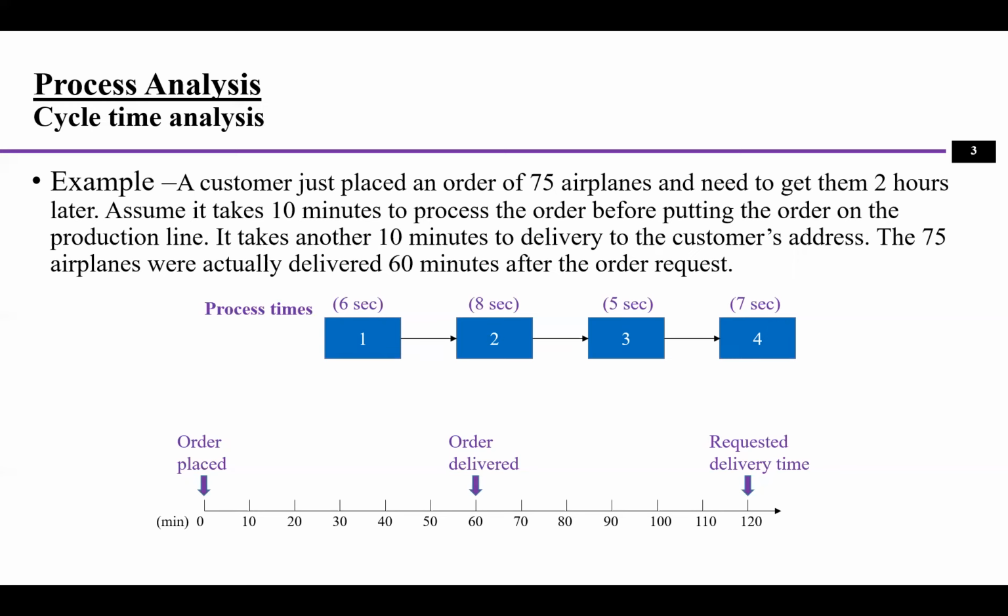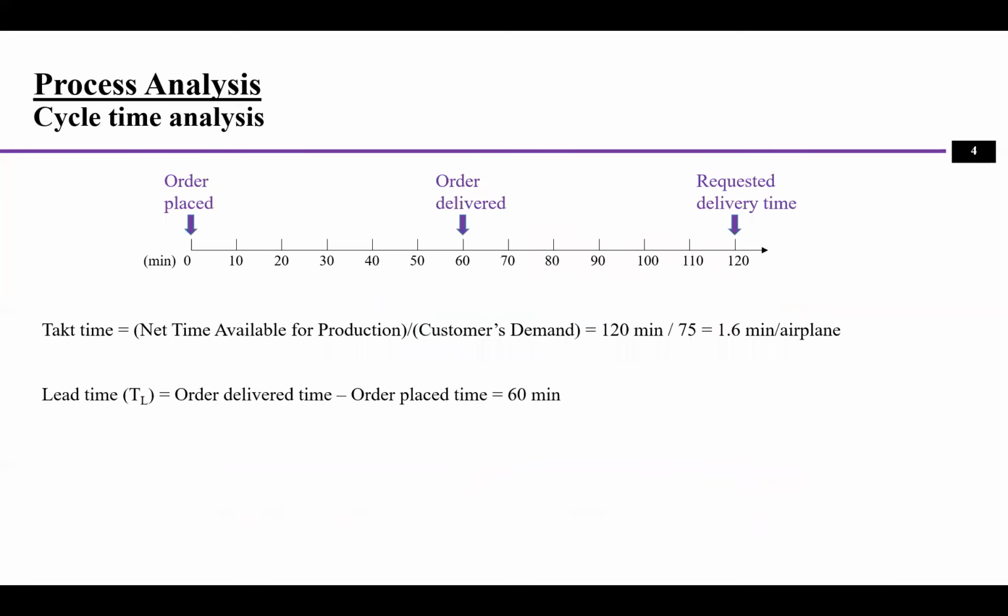Now, using this example, let's look at all these terms. First, what is the task time, right? So task time means the net time available for production. Now let's look at, okay, what is the time available for production? So which means that, okay, the time available for production is 2 hours, right?